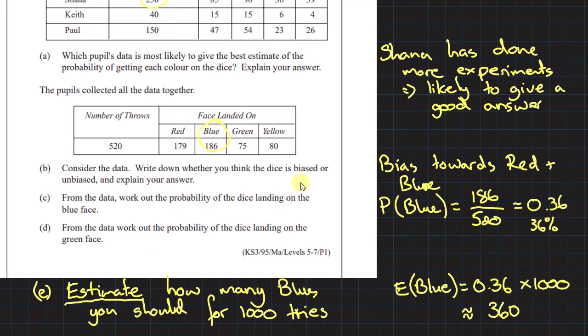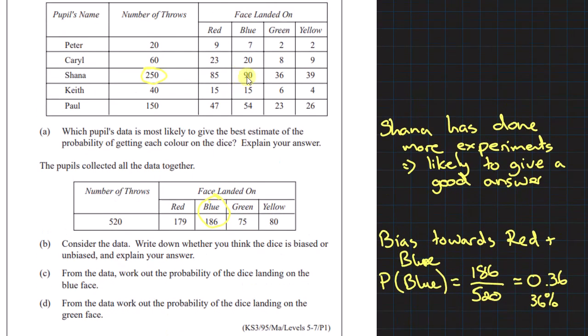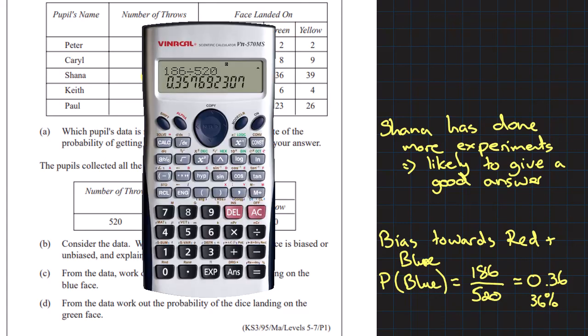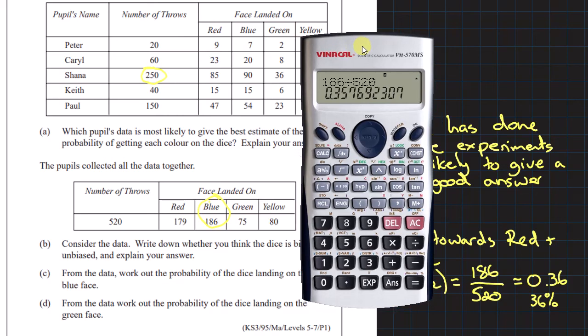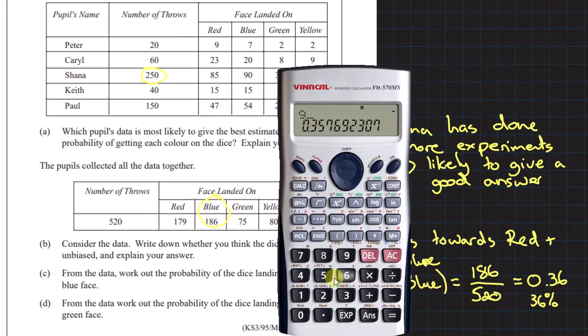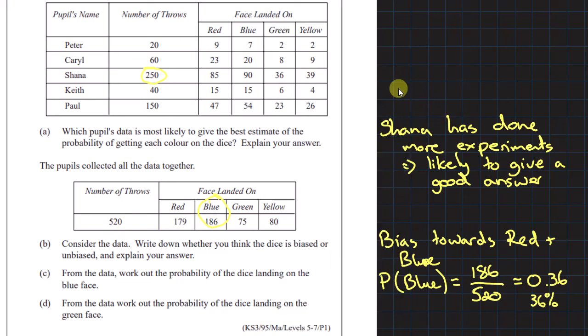We could also check how good Shana was. If Shana's probability is about the same as that 36, she probably did reasonably good results, because it would agree with what everybody got overall. So let's just do Shana, divide by our 250. And she got 0.36 as well. So Shana probably did give me the best results because it agrees with everybody else across the whole lot. So I can actually check how good Shana was as well.